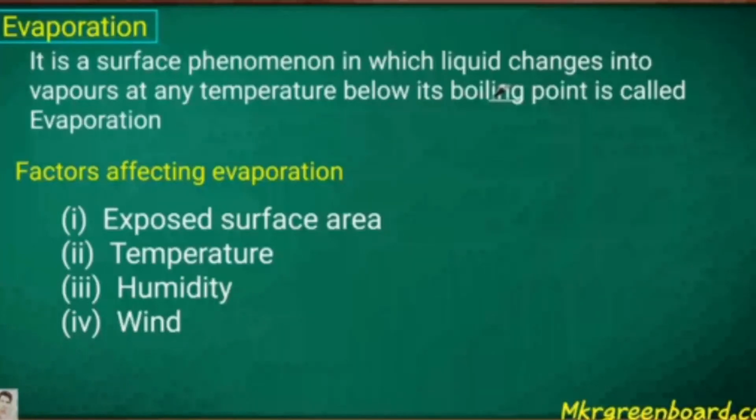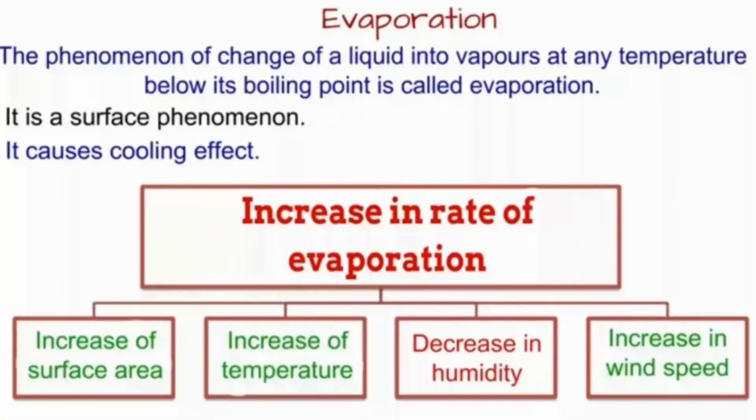increase in wind speed. First we see increase in surface area. We know that evaporation is a surface phenomenon. If the surface area is increased, then the rate of evaporation increases. For example, while putting clothes out for drying, we spread them out. Next one is increase of temperature. With the increase of temperature, more particles get enough kinetic energy to go into the vapor state. So with an increase in temperature, evaporation also increases.